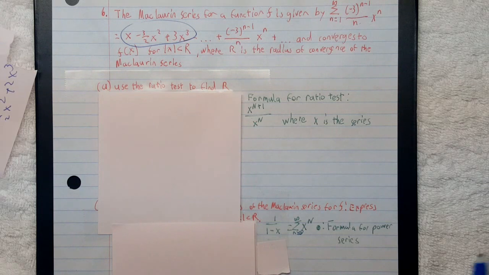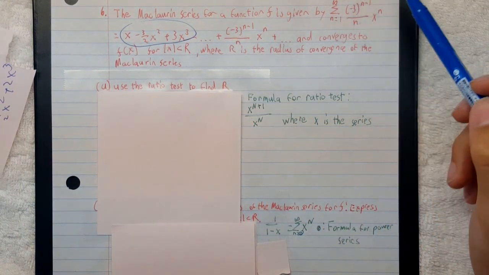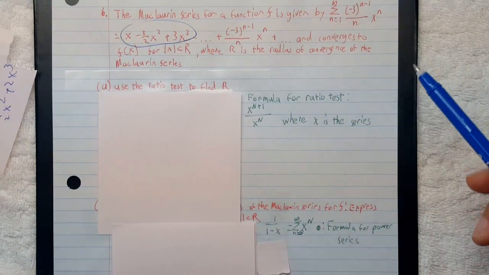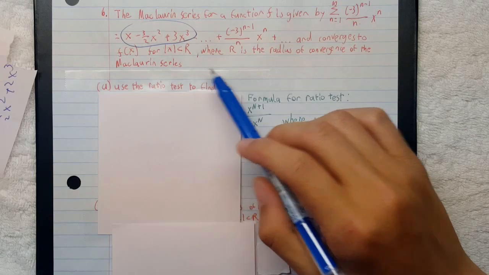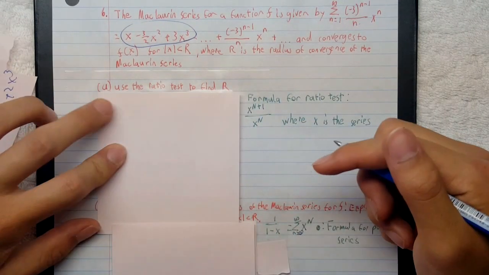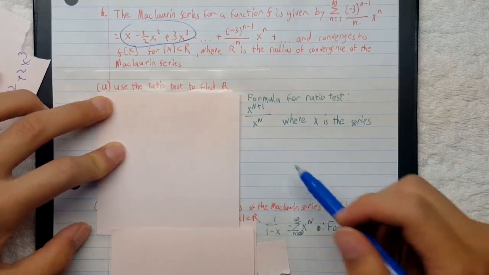For FRQ number 6, they give us the Maclaurin series for function f, and they even give us the expansion, with this being the general term. It converges on |x| < R, where R is the radius of convergence of the Maclaurin series. Part A wants us to use the ratio test to find R. This is a really simple problem. All you need to do is plug it into the formula.